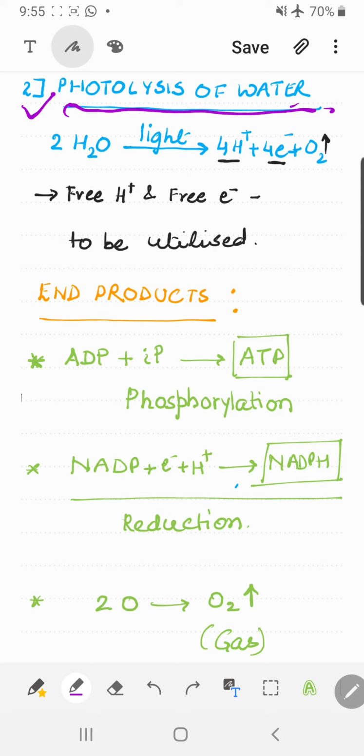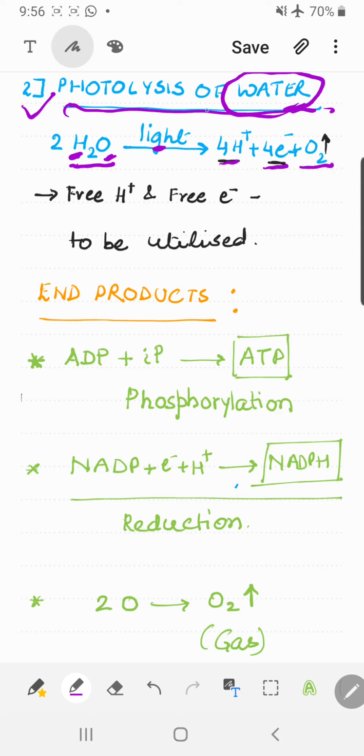Photolysis of water, if I am saying, that means here which molecule is going to be broken down? Water. Right, water is H2O. So this is going to be broken down in the presence of light, and this water is going to be disintegrated into its constituents. Now if I am saying constituents, that means hydrogen and oxygen. Right children? So the water will be broken down into hydrogen ions, oxygen and 4 free electrons.